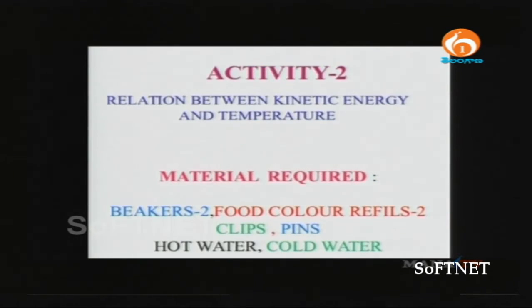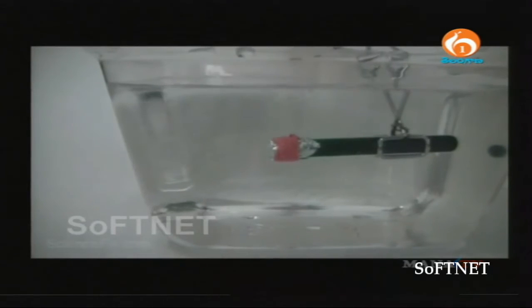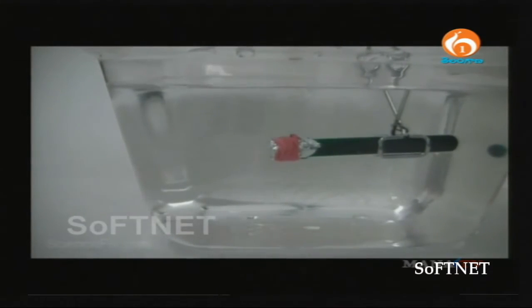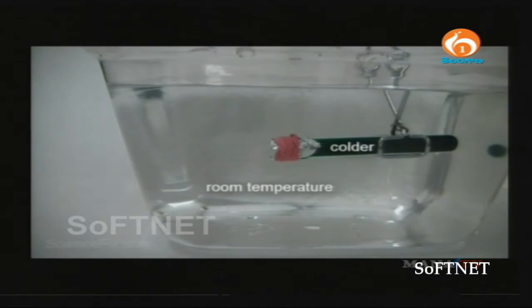Now, activity 2. This activity tells the relation between kinetic energy and temperature. The materials required: 2 beakers, 2 food color refills, clips, pins, hot water and cold water. Now, a food color refill is placed in cold water with the help of a clip. Similarly, now a food color refill is placed in hot water with the help of a clip or stand.